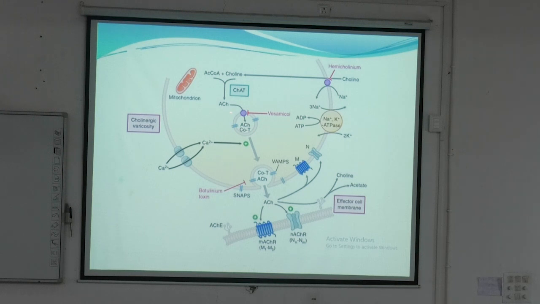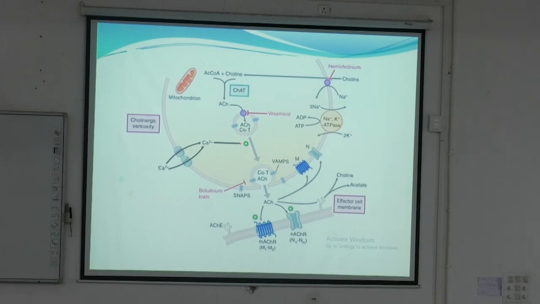Now this packing of the acetylcholine within the vesicles can be blocked by another compound known as vesamicol. So vesamicol basically blocks the packing of acetylcholine, or the coming of the acetylcholine from the neuronal cytoplasm to the synaptic vesicle. So there are two blockers. One is hemicholinium and one is vesamicol. This is very important. Okay.